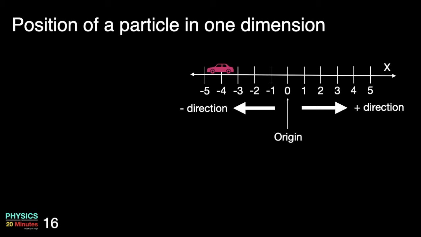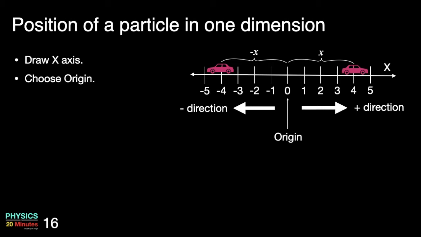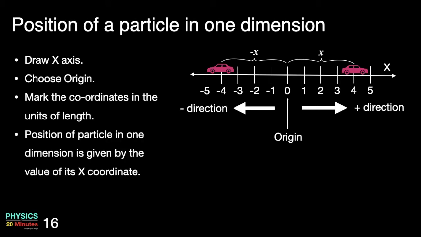In this setup, if a particle is on the left side of the origin, then its coordinate will describe its position and it will be a negative position. If a particle is on the right side of the origin, it will be positive. So let us revise the important steps once again. First, you draw the x-axis. Second, you choose the origin. Third, you mark the coordinates in units of length. And fourth, the position of the particle in one dimension is given by the value of its x coordinate.